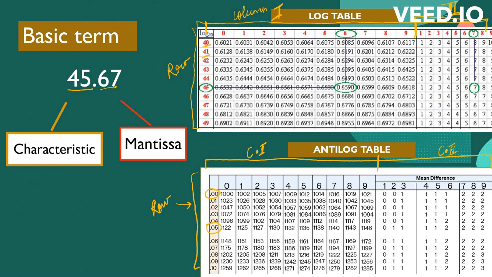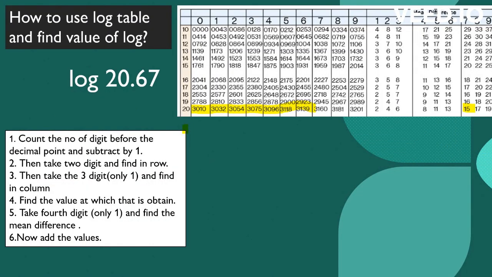So let's go ahead to see how to find the log value for any number. There are some steps. Understand this in a very simple way.